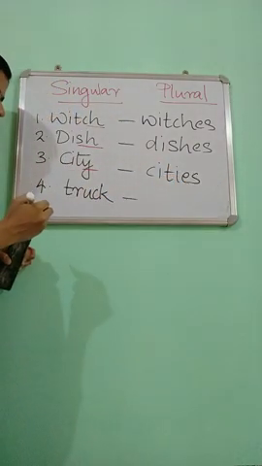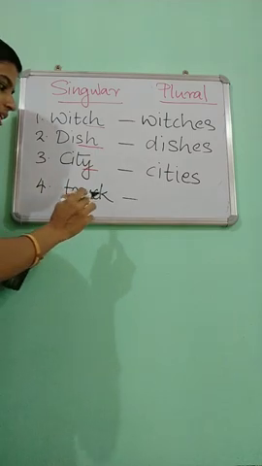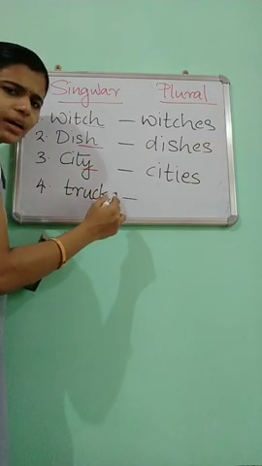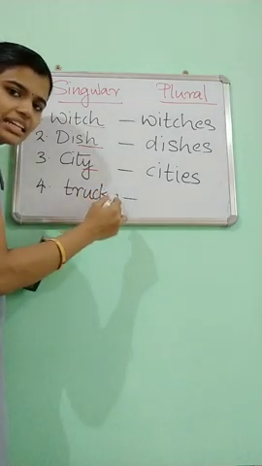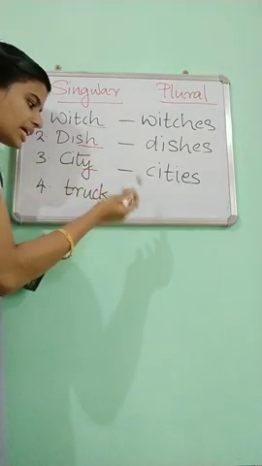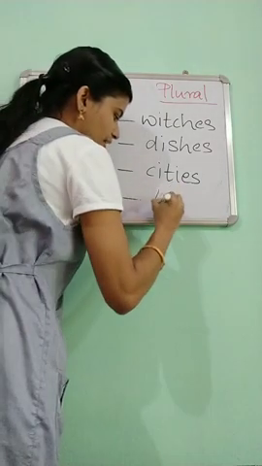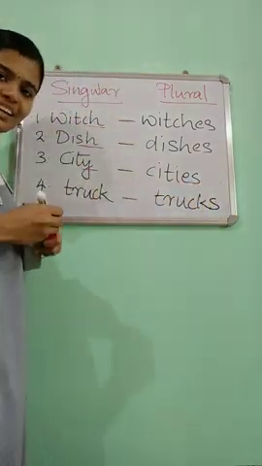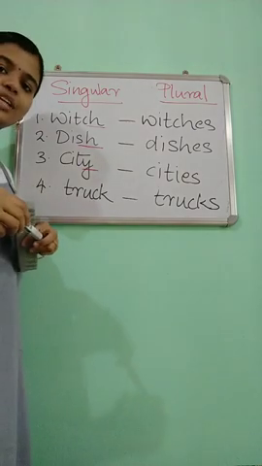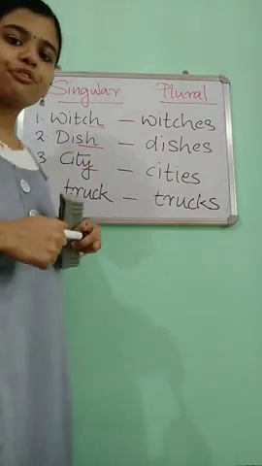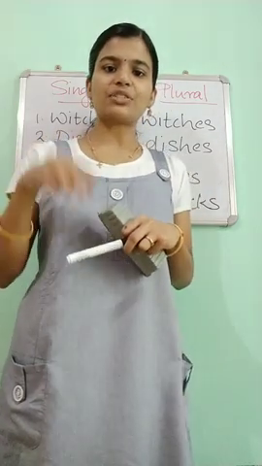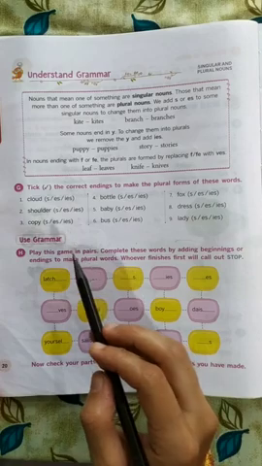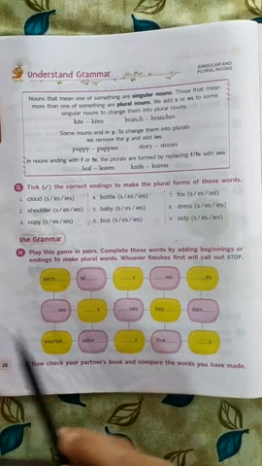Then, truck. Here, we cannot find any letters ending with S, Y, CH, SH, X, Z and all. So, we can just make it plural by adding S to it. Trucks. Okay. Now, please take your textbook. Let's do a few exercises related to singular and plural nouns in your textbook. All of you please take page number 20.